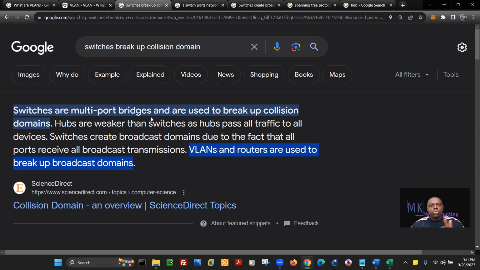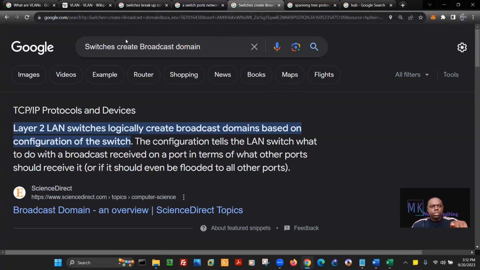So that was broadcast. What it does is it just blasts information all across, right? And whoever the information is destined for just grabs it. That's what broadcast does. But that is a very dangerous thing because guess what? It creates what is known as collision domains, or I just call it broadcast domains. Make it easy. Broadcast domains. Let's switch here to this other search that I did. Now, a layer 2 LAN switch logically creates broadcast domains based on the configuration of the switch. This was what switches do, right? They create that. This is doing the same thing that the hub does. They just broadcast everything.